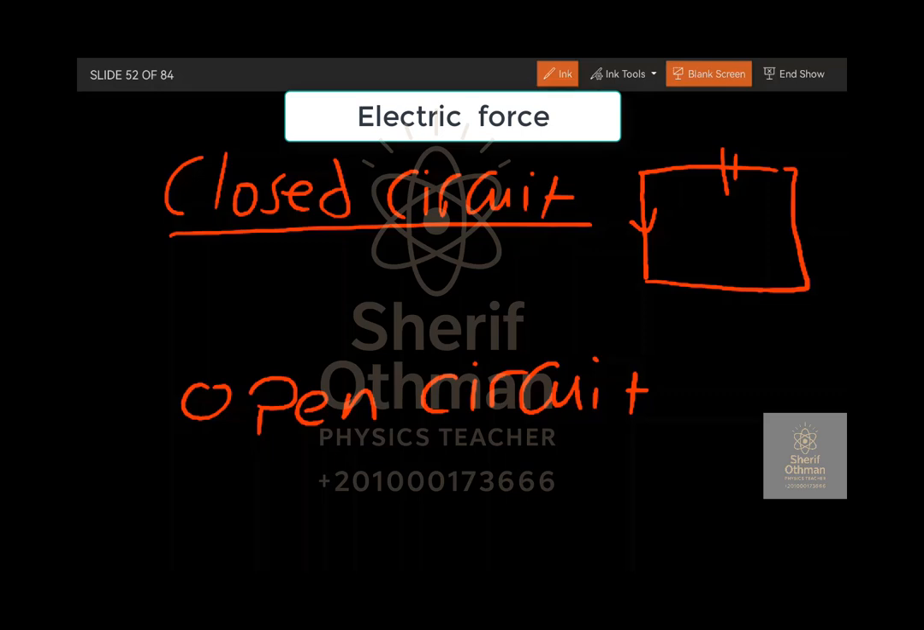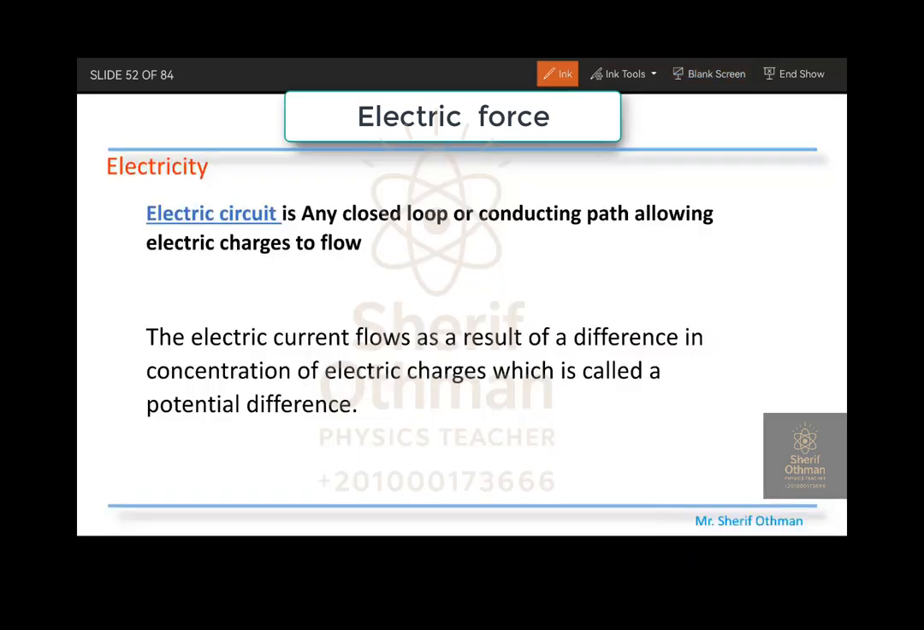While the open circuit is the circuit which is open, that means the path of electrons is not provided. So there is no current flow through the circuit. Electric circuit is any closed loop or conducting path, allowing electric charges to flow. The electric current flows as a result of a difference in concentration of electric charges, which is called potential difference.